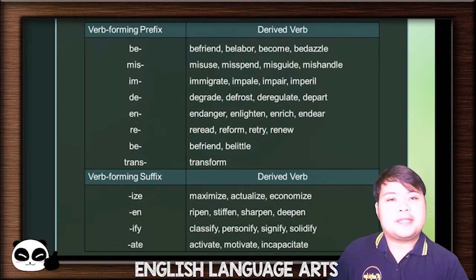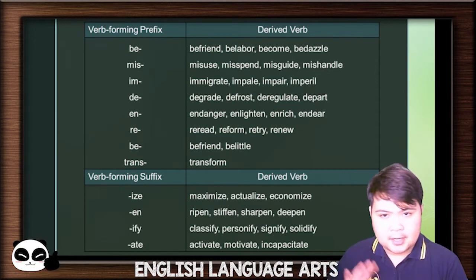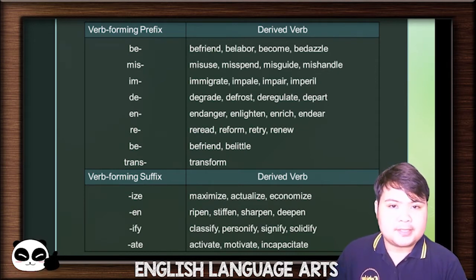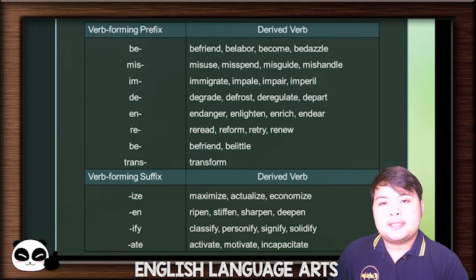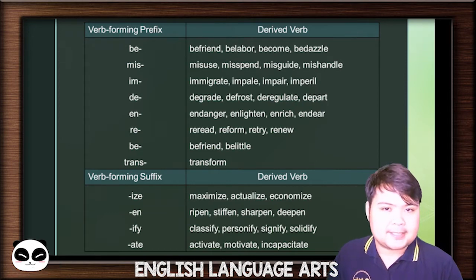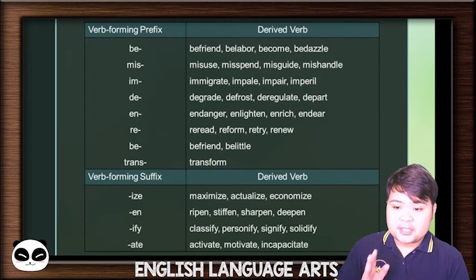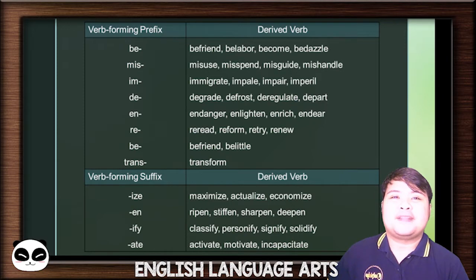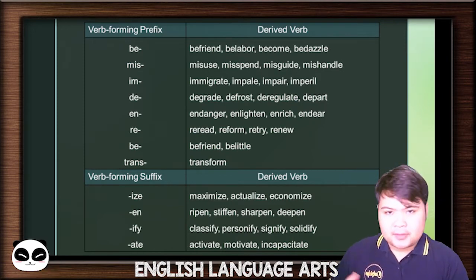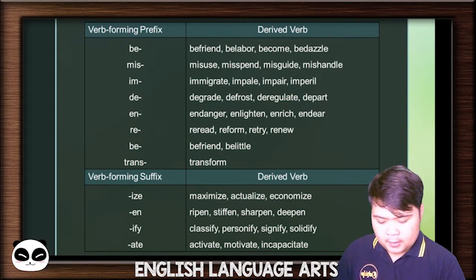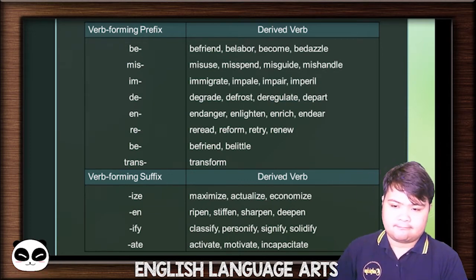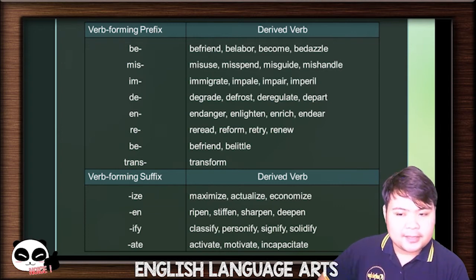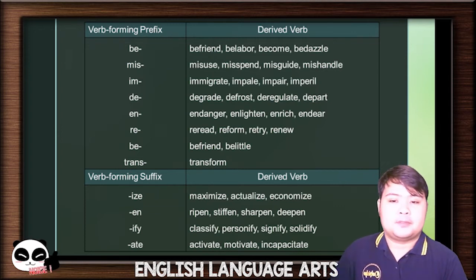Let's go to the different examples for this, shall we? We have a chart here, and the first column on the right, my bad, you can see the different verb forming affixes, whether they are prefixes or suffixes. These are different affixes. And remember, when you say affix, these are a group of letters that you add before or after a word. Now, let's look at the first one, be.